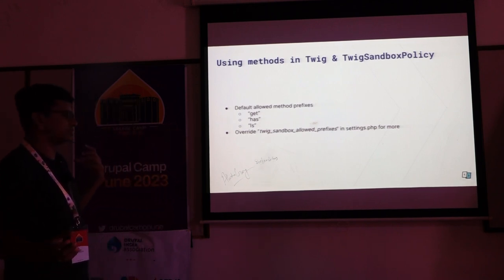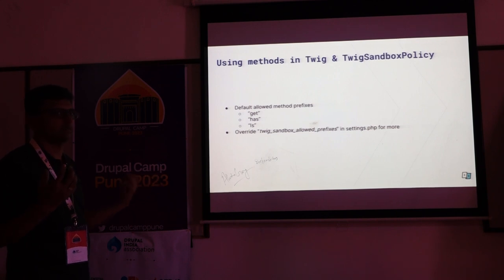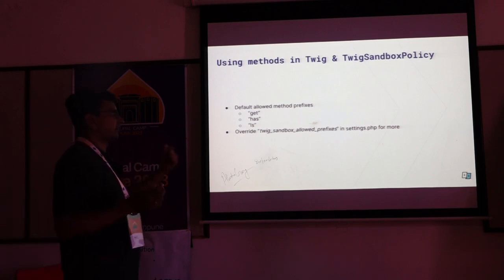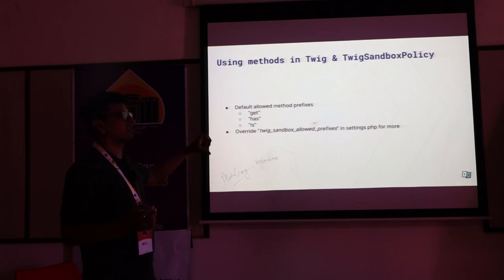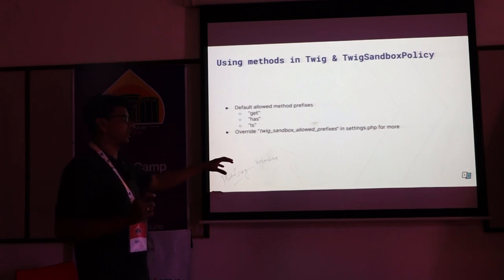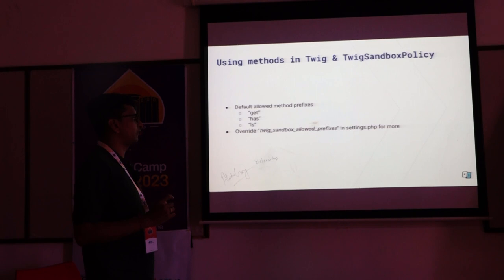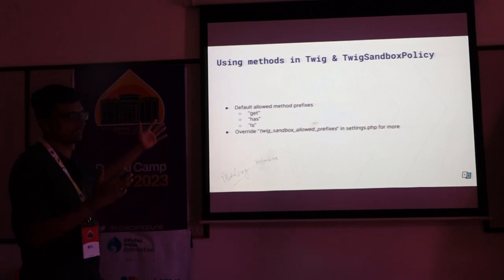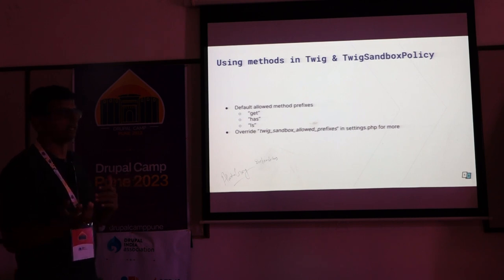Now let's say you want to have another method called, okay, accepting admissions or accepting PhD students or something, right? So we can override this configuration of allowed prefixes using this particular variable, bundle class allowed prefixes. We can define the variable in settings.php and override this, so that it can allow more methods.